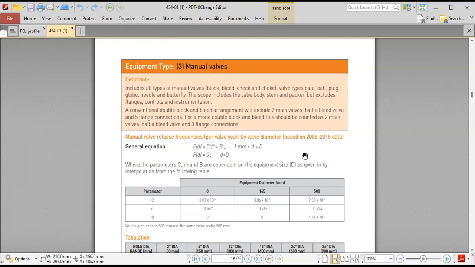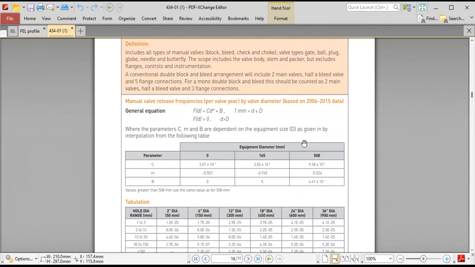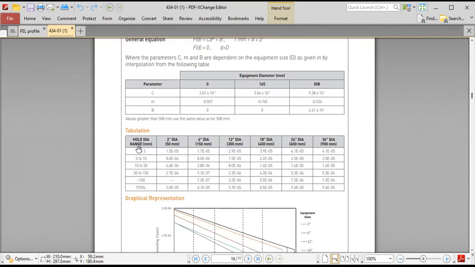So basically, if you want to use this table to get what we're looking for, this is really the part we want to focus on. You're looking at the whole diameter range. 1 to 3 mm, I believe, is considered to be a small leak. I think 3 to 10 is a medium leak.